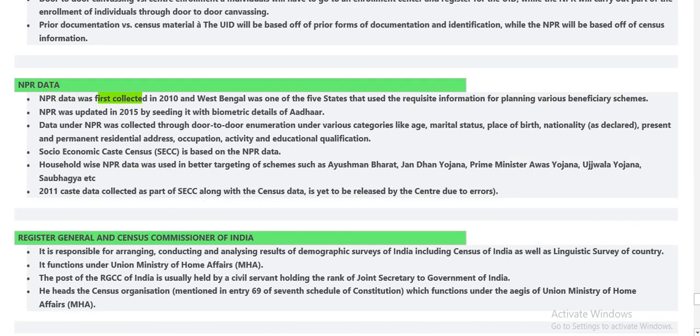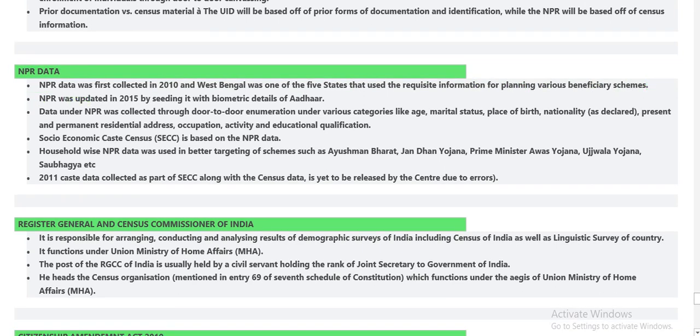Prior documentation versus census material. The UID will be based off of prior forms of documentation and identification, while the NPR will be based off of census information. NPR data.